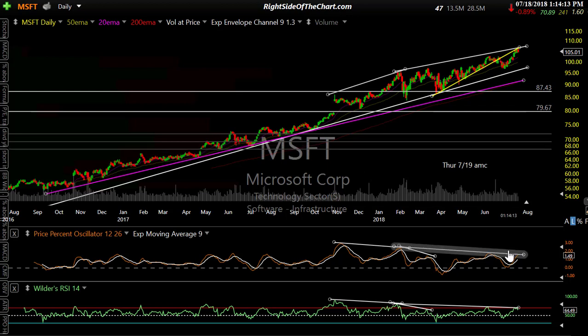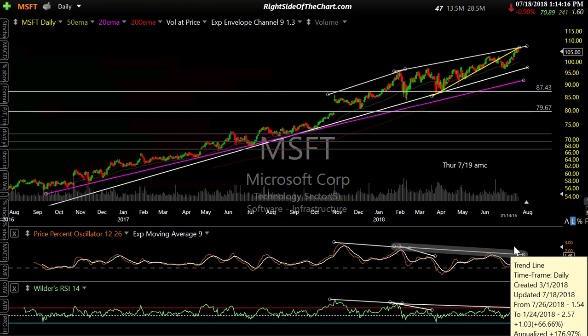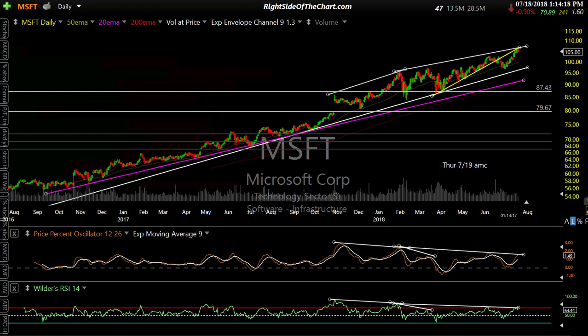This one shows also on the daily chart divergent high, and again we've had a series of divergences. So I get that a lot. Hey, these divergences keep pointing out, and they do play out.